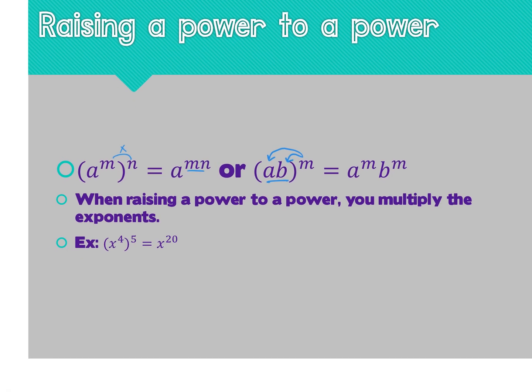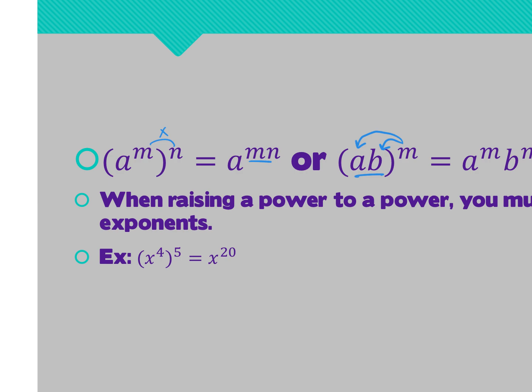All right. Now an example here is going to be x to the 4 to the 5th, power to a power. You're going to multiply those powers. Now once again, just to show you that this works, you're not going to write this every single time, but I'm just going to show you why it works.